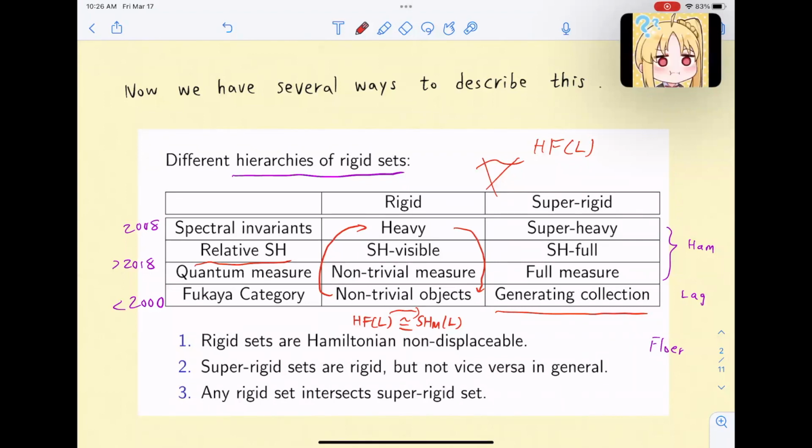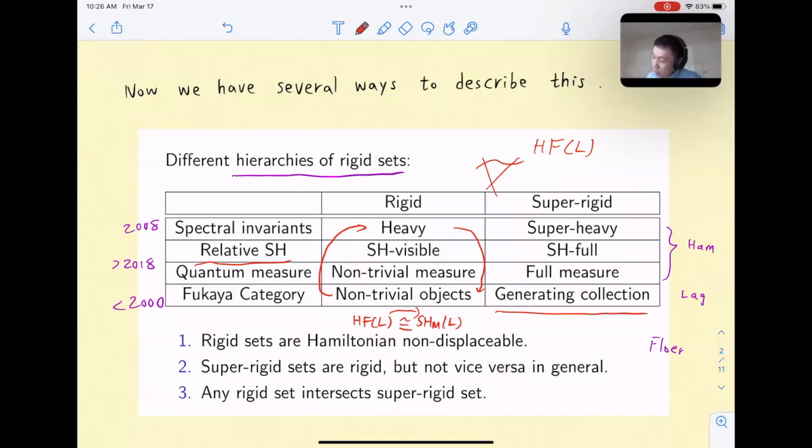Can I ask a question? Here, is it possible that the relative symplectic cohomology SHM of L is like the Hochschild cohomology of HF of L regarded as an algebra? That's also a good question. I think if L is exact, or L doesn't bound any disk, that's true, maybe.